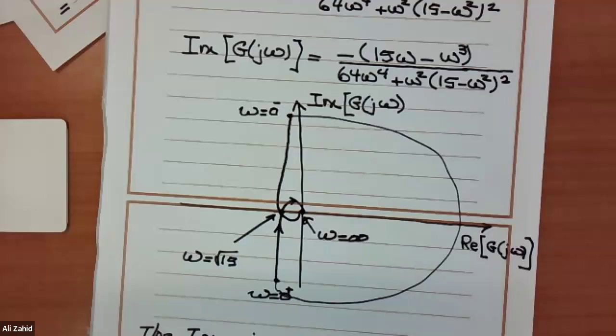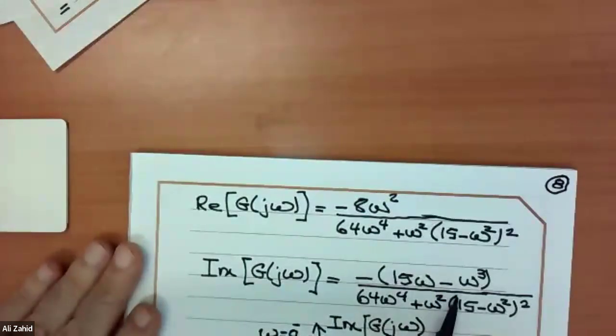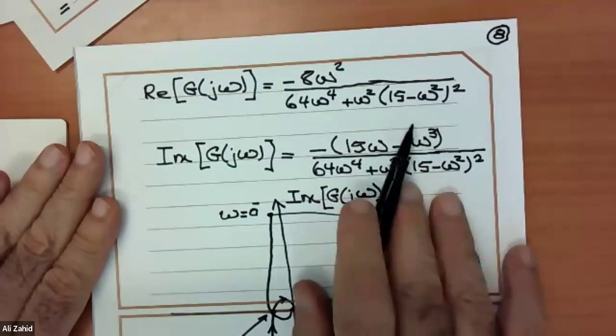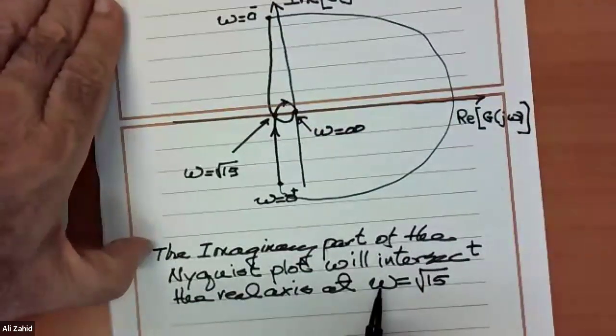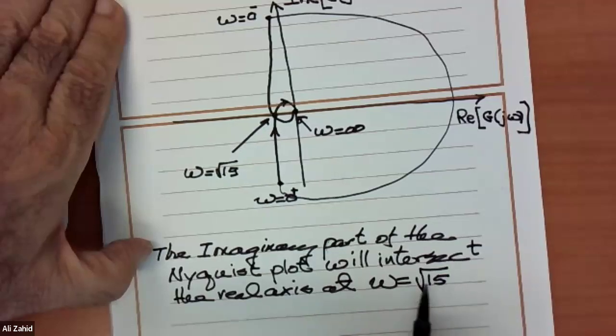Well, we haven't done a scale yet, but the point is somewhere on the left-hand side. No, we don't know yet. Let's understand how we get it. When the imaginary part equals 0, what did we find? Omega equals what? Square root of 15. Did you get it? Yes. What do I do with this?